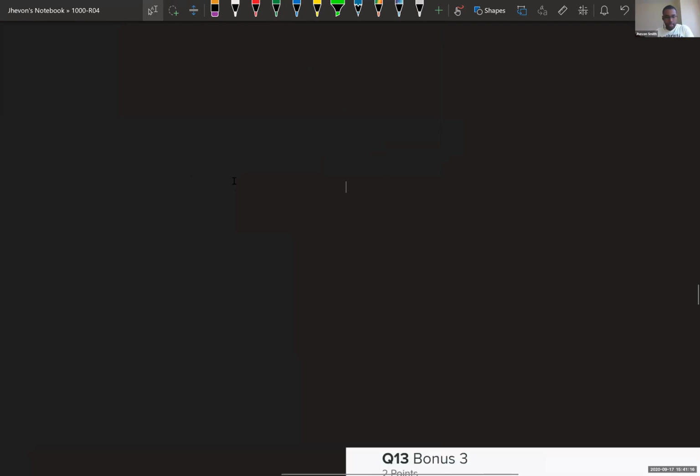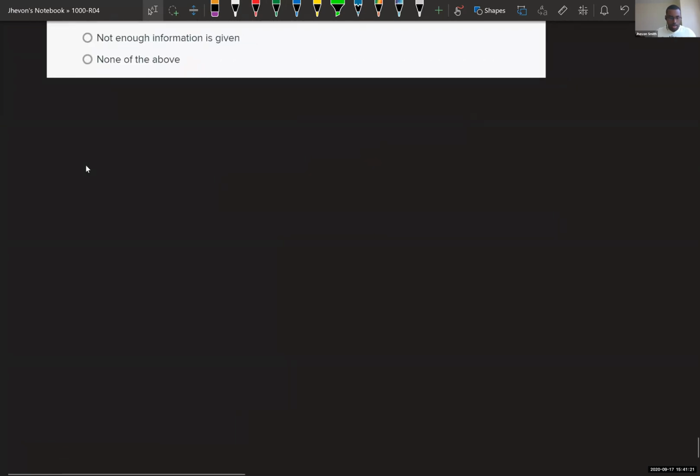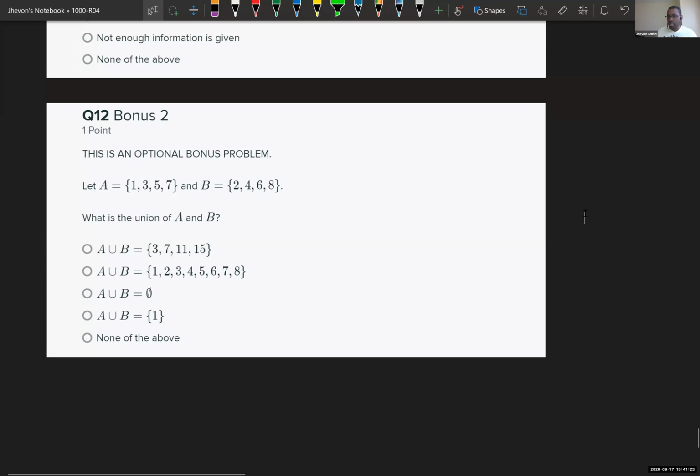Problem on sets here. What is the union? Union A, B is the second one. 1, 2, 3, 4, 5, 6, 7, 8. Right, it's the second one, right? It's elements in A or B or both. Those are all the elements that show up in either or both.